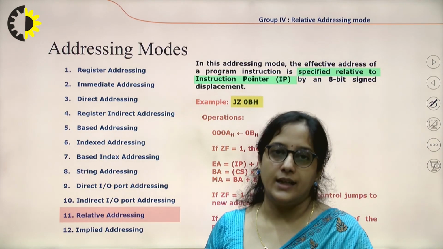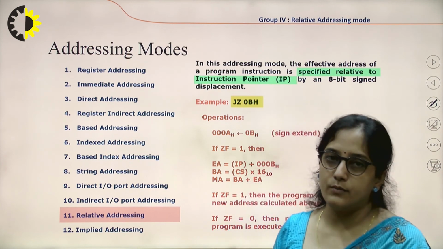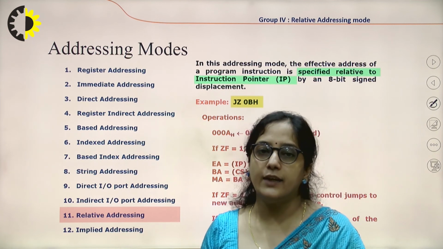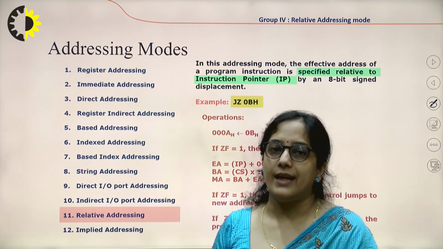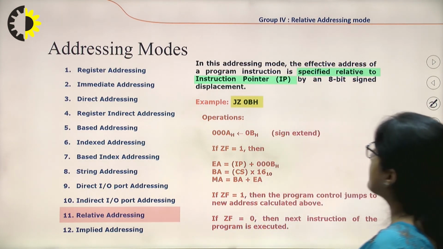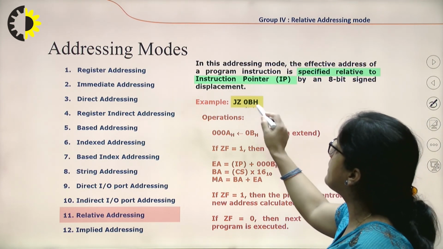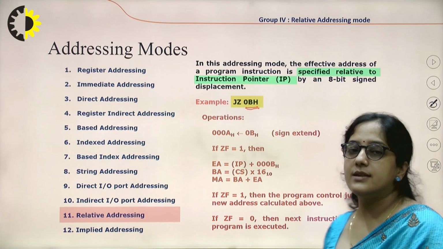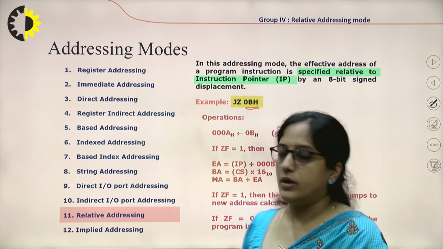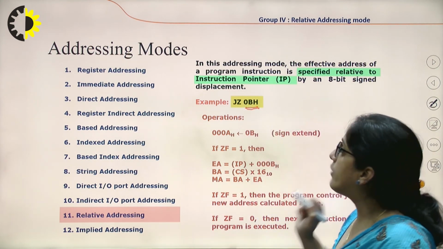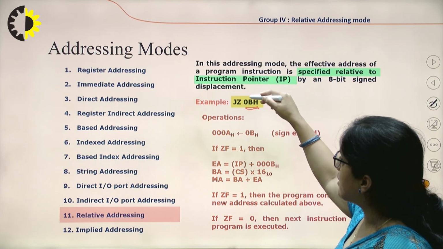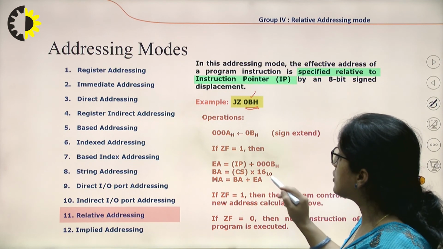Next group is relative addressing. In this addressing mode, the effective address of a program instruction is specified relative to the instruction pointer by an 8-bit signed displacement. Whatever displacement we specify is dealt with by default with IP, the instruction pointer. In this example, JZ, whenever the zero flag is 1, control will be transferred to the 0BH location. So how is control transferred to the 0B location?